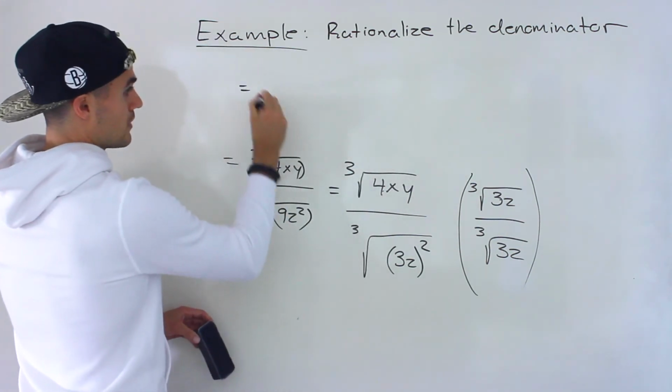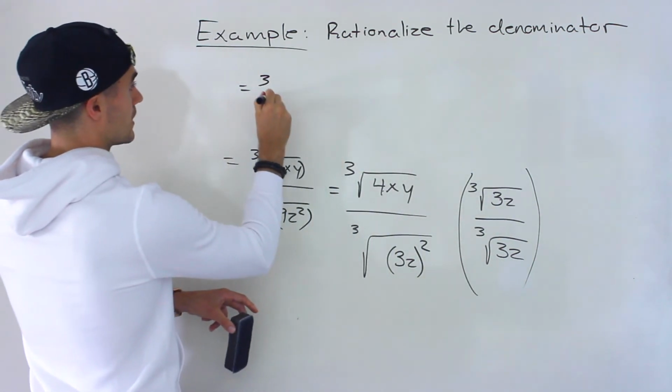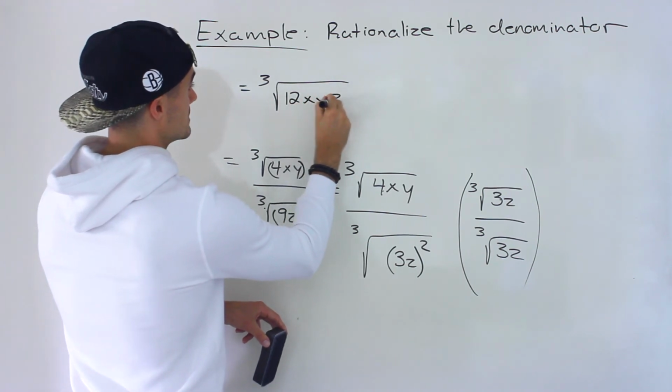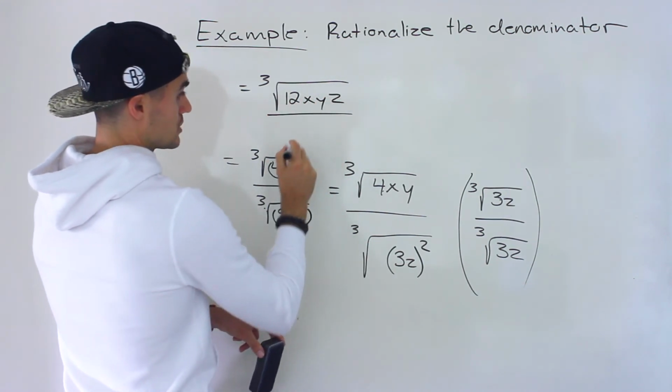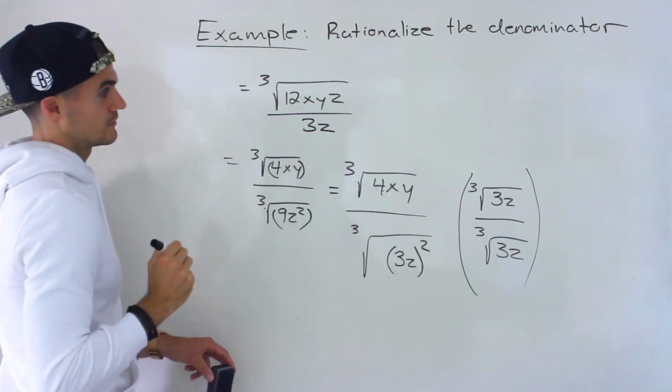is we would end up with this times this. Notice they're both third roots, so we can multiply what's under the third roots. So that would be 12xyz. And as I mentioned, that's going to be all over 3z, like that.